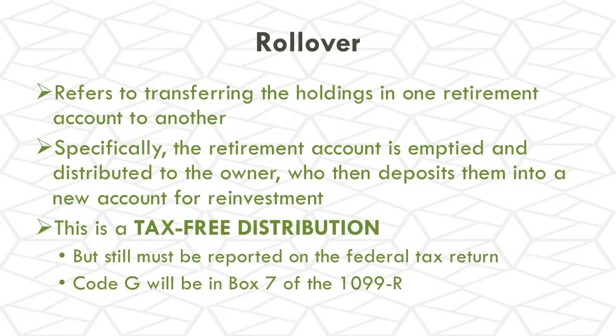However, it's still going to be reported on the federal tax return because the previous retirement plan payer is going to issue the taxpayer a 1099-R for the distribution. Subsequently, that's going to be reported to the IRS, so this amount does need to be reported on the tax return. To indicate a rollover, in box 7, you're going to see a distribution code of code G.